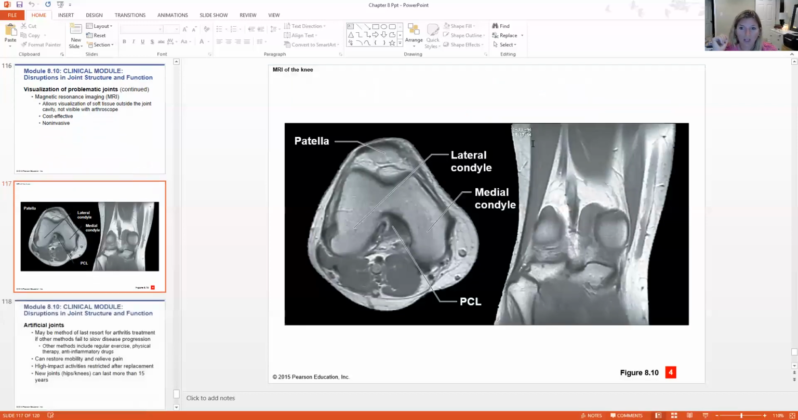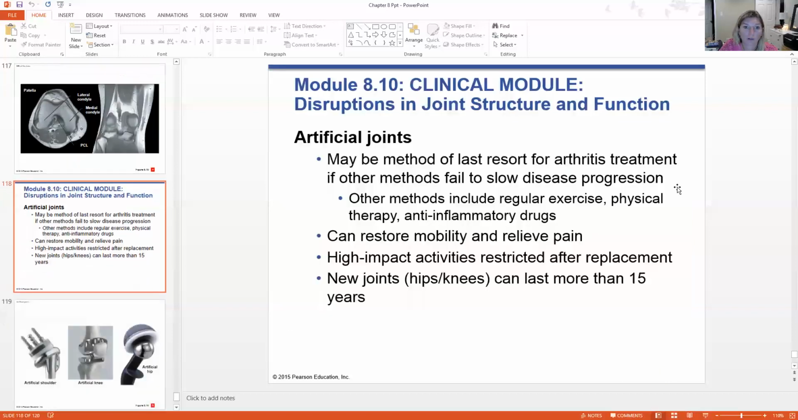This is just an overview of the knee. This is a little bit more distinguishable than that arthroscopic view. So here you can see the condyles, you can see the PCL, you can see the patella. This is a nice cross-section. You can see kind of where the different parts are, tibia, fibula here, some of the muscles. Again, it allows you to see those soft tissues very well.